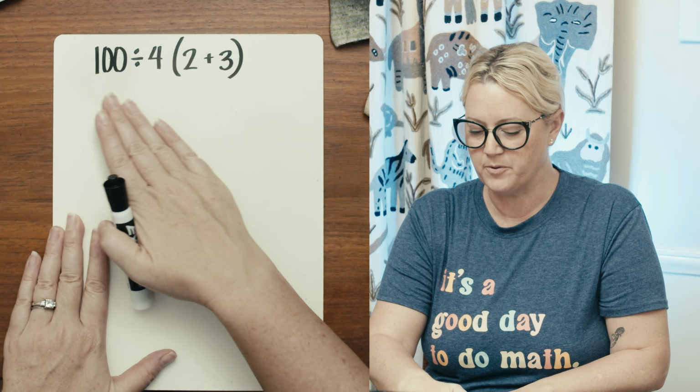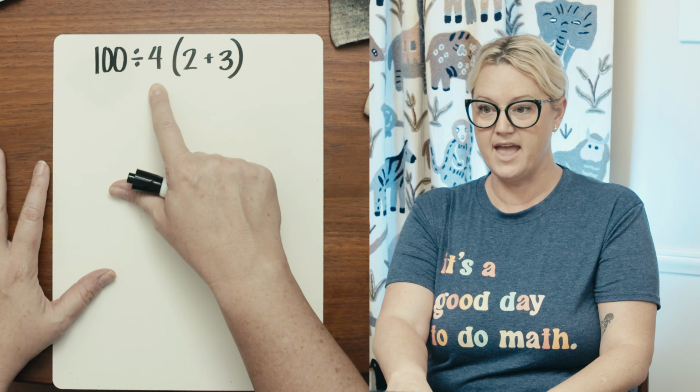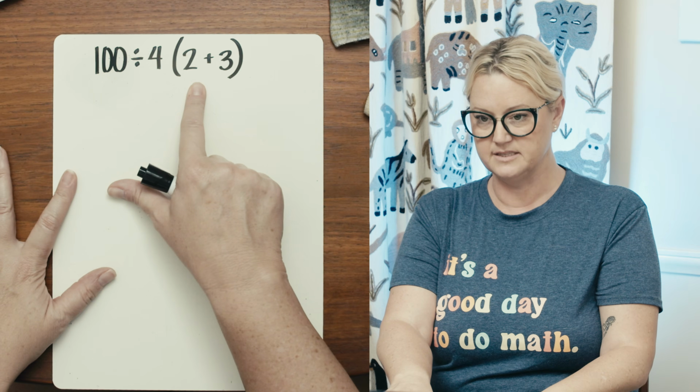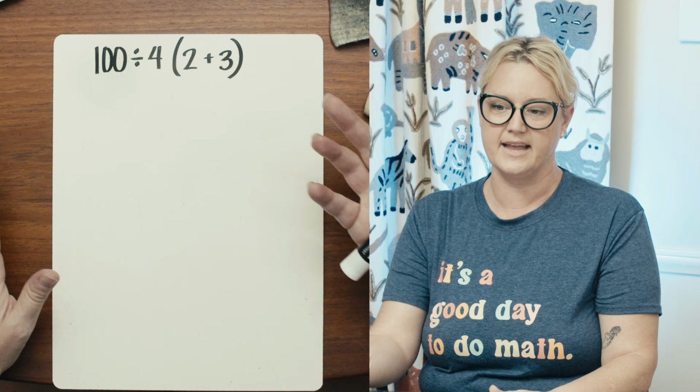So there were a lot of people who brought up, why can't you just distribute that 4? And then you're looking at 4 times 5, and then you're going to do 100 divided by 20, and that gets you 5. Here's the problem with that.